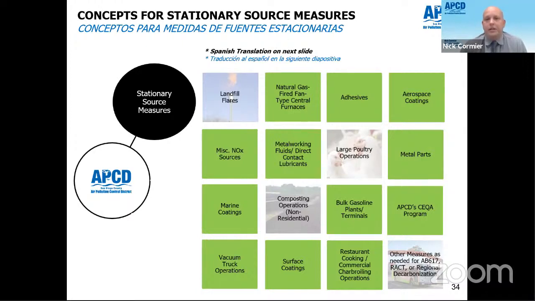Those possible measures at this time include a wide variety of stationary source operations. Such possible measures APCD is preliminarily considering for inclusion in the next RAQS revision include control of NOx emissions from landfill flares, possible control of VOC emissions from large poultry operations, control of VOC operations from non-residential composting operations, and other measures that may arise through state or federal actions, such as measures required through our AB 617 Community Air Protection Program.